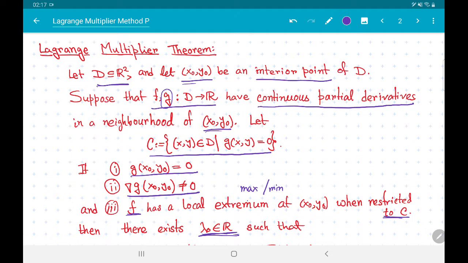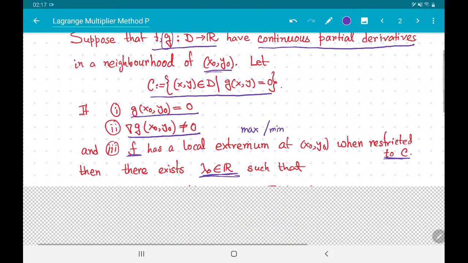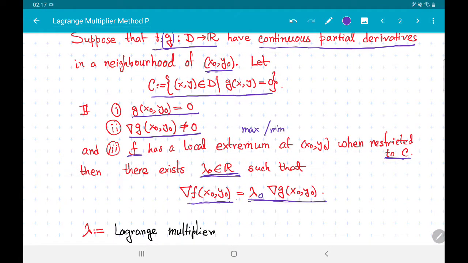So let us just read through the statement. Suppose we have a domain D subset of R2 and x0, y0 an interior point of D, and suppose f and g are two functions that have continuous partial derivatives in a neighborhood of x0, y0. Now suppose we have C to be the set of all x, y in D where g vanishes. So suppose we have those three conditions: g of x0, y0 is equal to 0, that is, x0, y0 is a point in C.